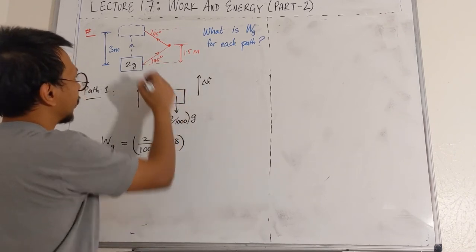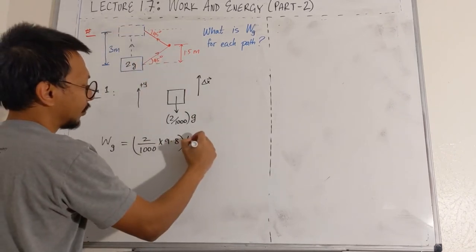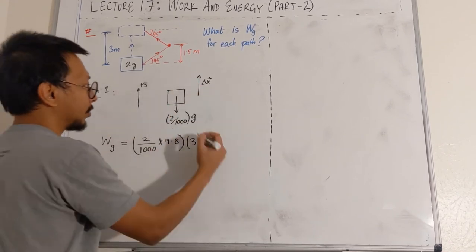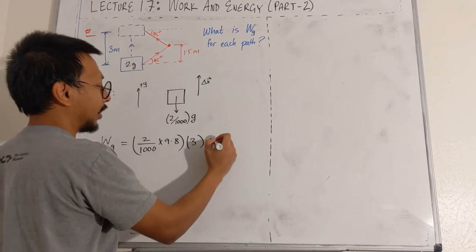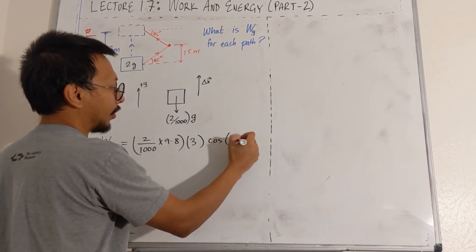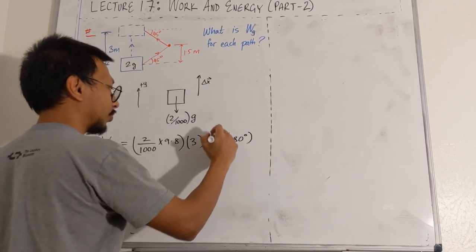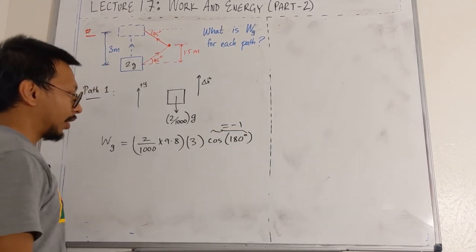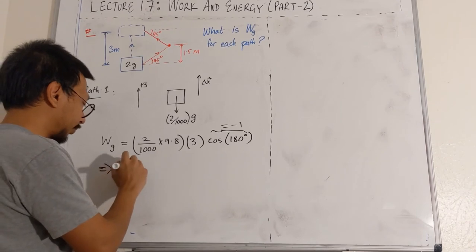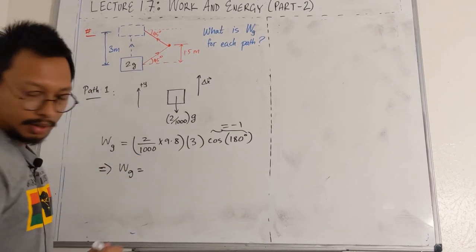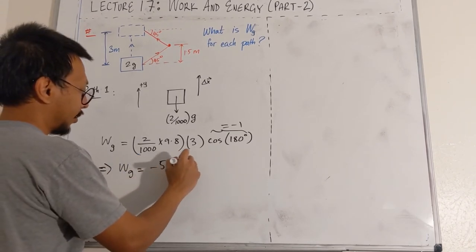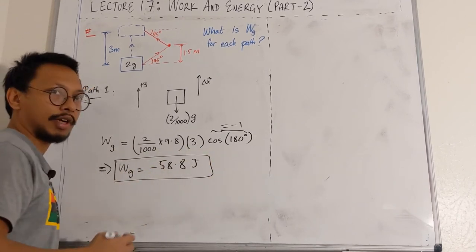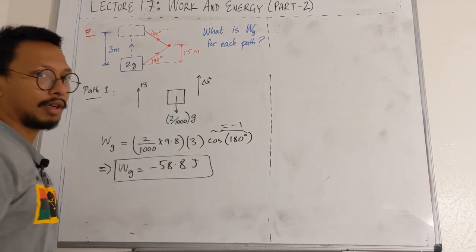What is the distance? The distance is, for path 1, 3 meters, times the cosine of the angle between the force and the displacement. Since they're anti-parallel, the angle is 180 degrees. So cosine of 180 is, as we have seen before, -1, and this comes out to be -58.8 joules, and this negative implies that you're actually working against gravity.